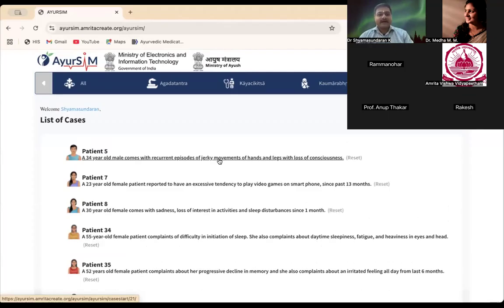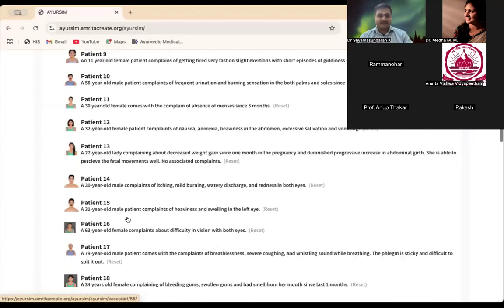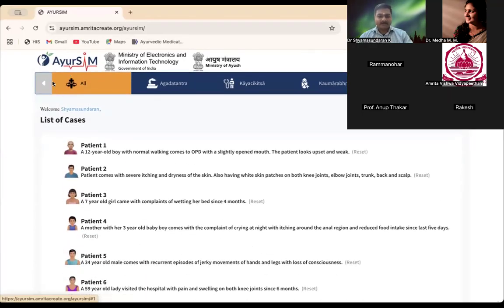So at the first stage, what should be the minimum cases which should be there in a platform? That was the whole idea, and that is how we have developed the different cases here. And here the module is like you can see all the 54 cases in one tab. It is called the All tab.